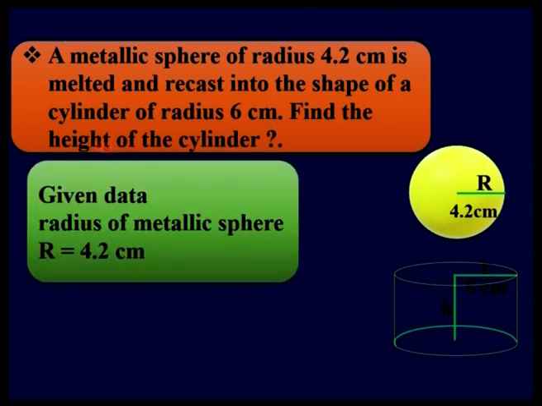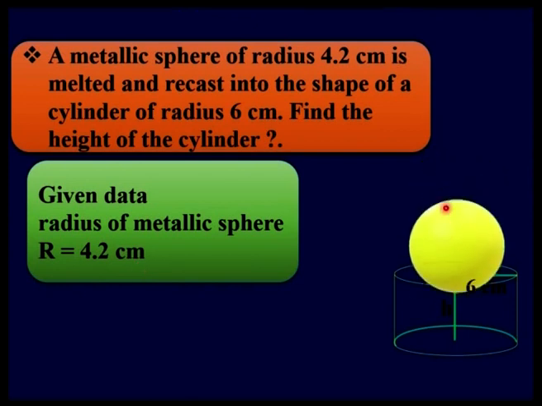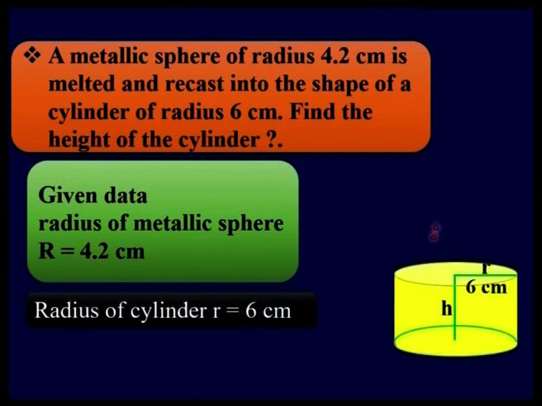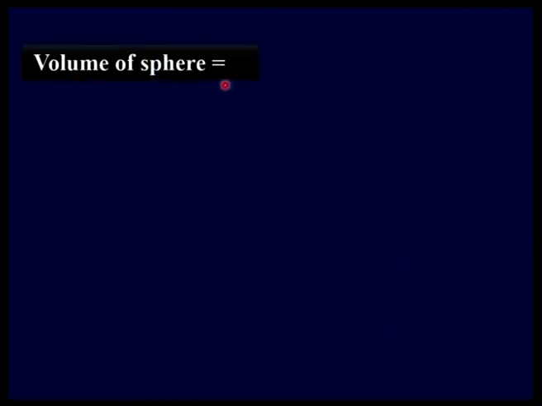The given data, the radius of the metallic sphere is 4.2 centimeter. A metallic sphere is melted and recast into the form of a cylinder whose radius is given 6 centimeter. So, what we have to find out, children? Height of this cylinder. See the volume of the sphere. Now, children, what is the formula of volume of the sphere?